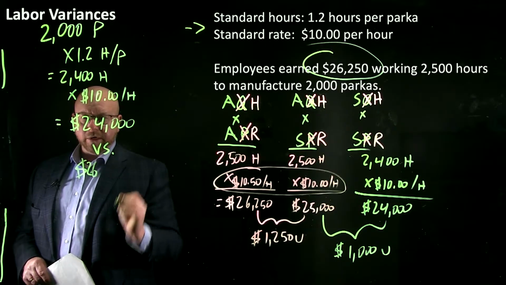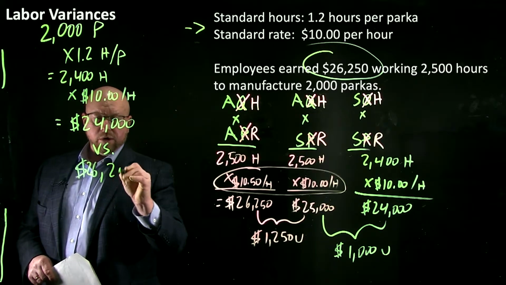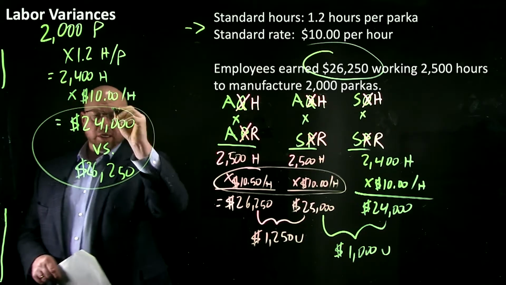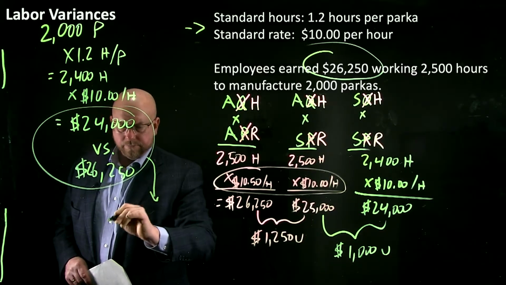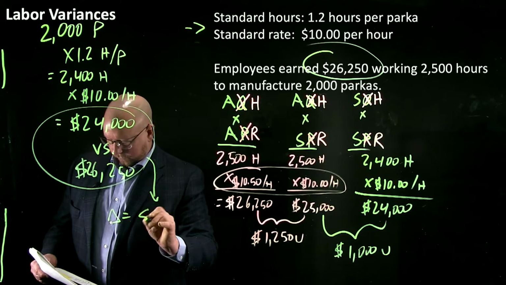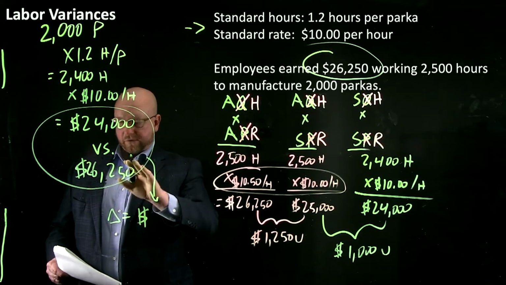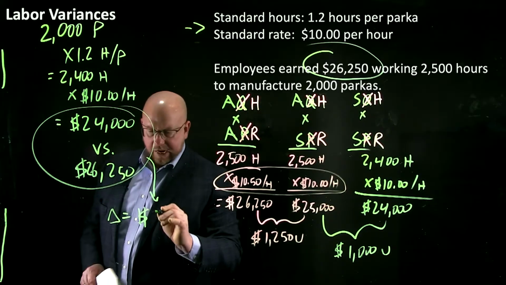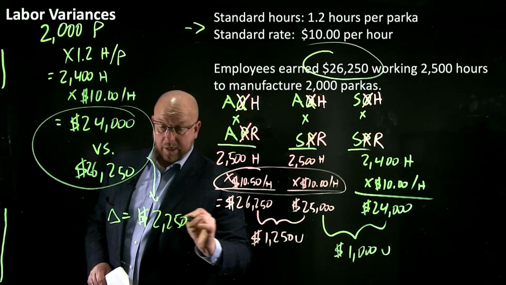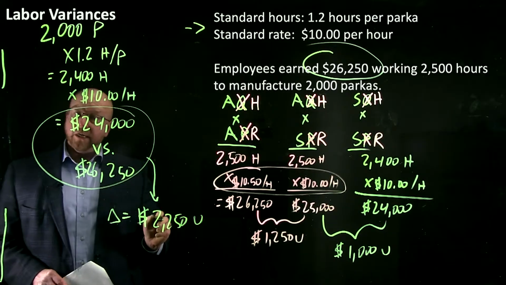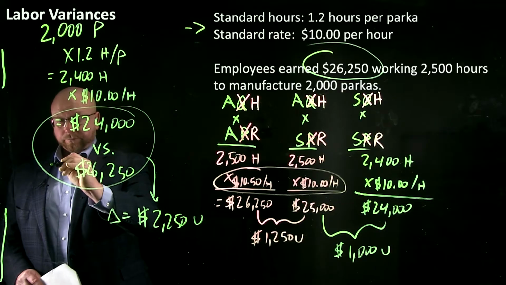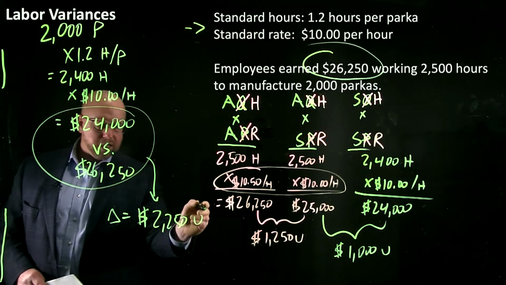So I would compare that with our actual expenditure, $26,250. And what you see is the difference here. What do we have there? $2,250. And it's definitely unfavorable because the actual expense is more than the expectation.